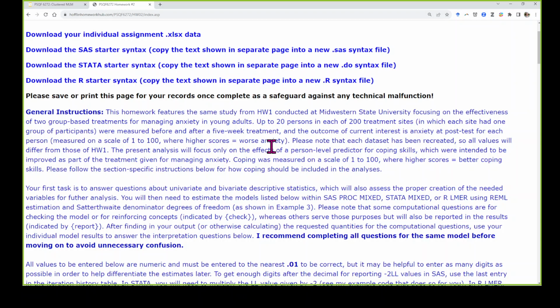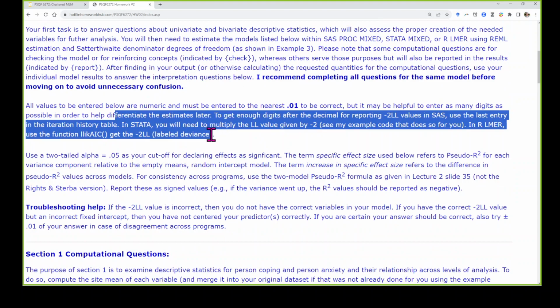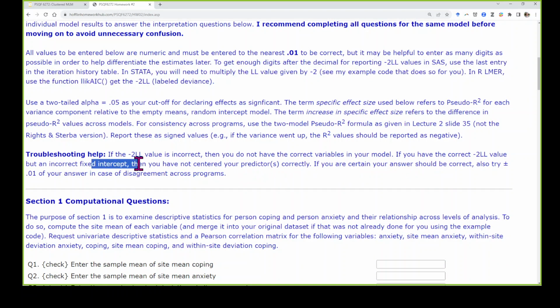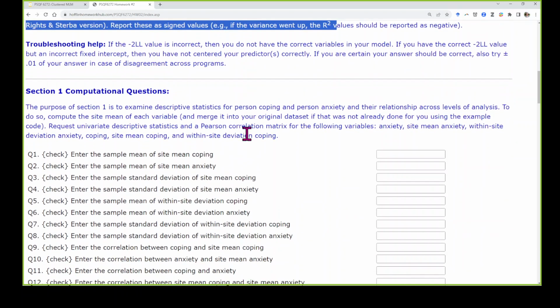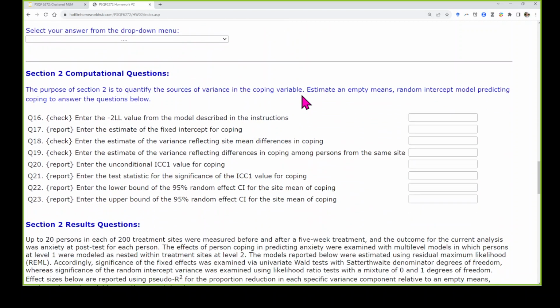Because I've answered several questions where the issue was either not reporting enough decimal places for the -2 log likelihood, and there's instructions on how to get that out of each package here, as well as what happens if your intercept is not correct. That means it's a centering problem. How to compute pseudo R-square is also described in here as well. So I've answered several questions about those things that the instructions were designed to cover, and the section-specific instructions for each of the models should tell you what goes in the model.